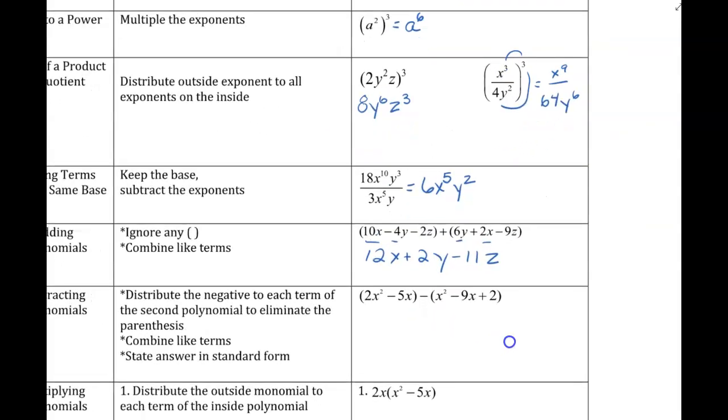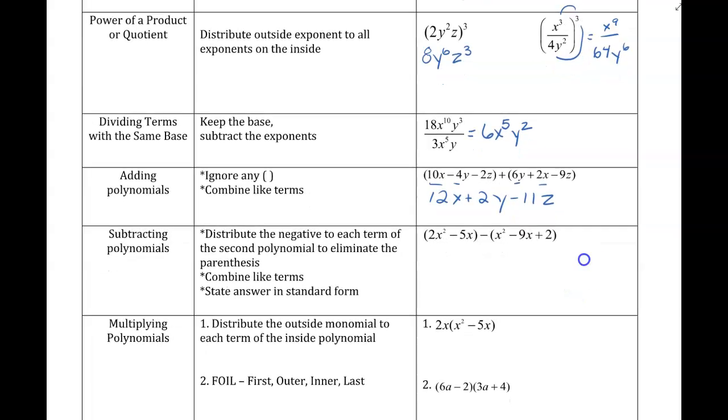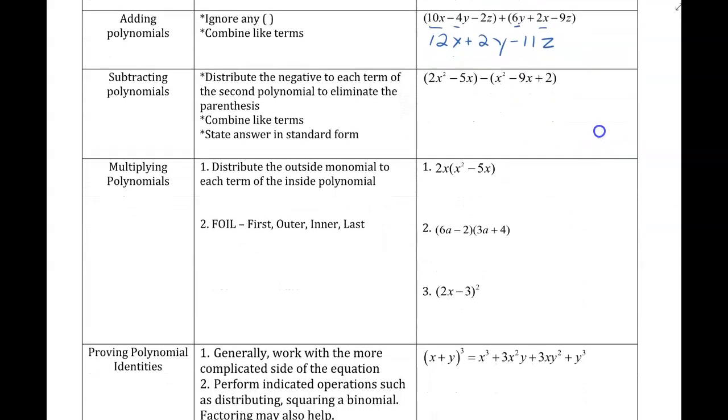When you are subtracting your polynomials, we're distributing out our negative or doing keep, change. So that becomes addition. That becomes a negative x squared. That becomes a plus, and that becomes a minus. Now when I combine my like terms, 2x squared minus x squared just gives me x squared. Minus 5x and plus 9x gives me plus 4x. And then the minus 2 comes along.